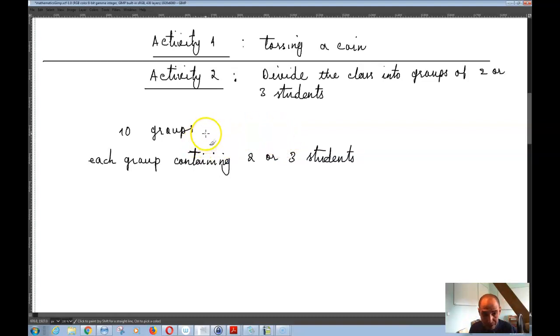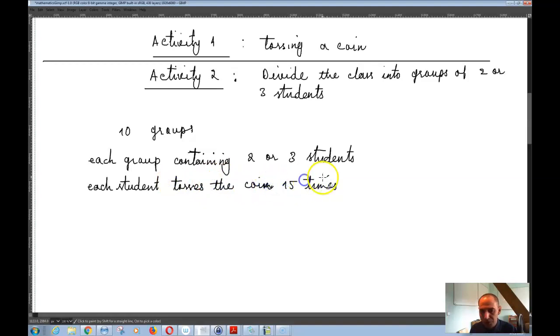We divided the class into groups of two or three students, meaning that we got, for example, 10 groups, each containing two or three students. And let a student in each group toss a coin 15 times. Then each student tosses the coin 15 times.